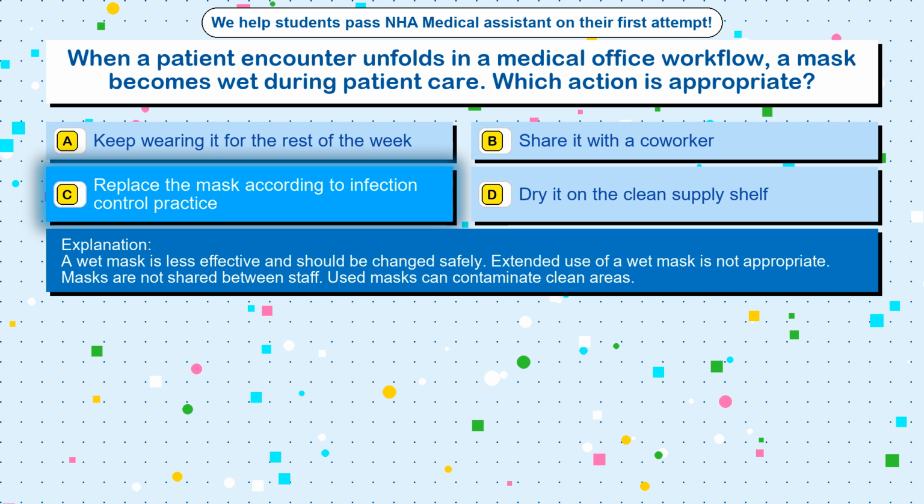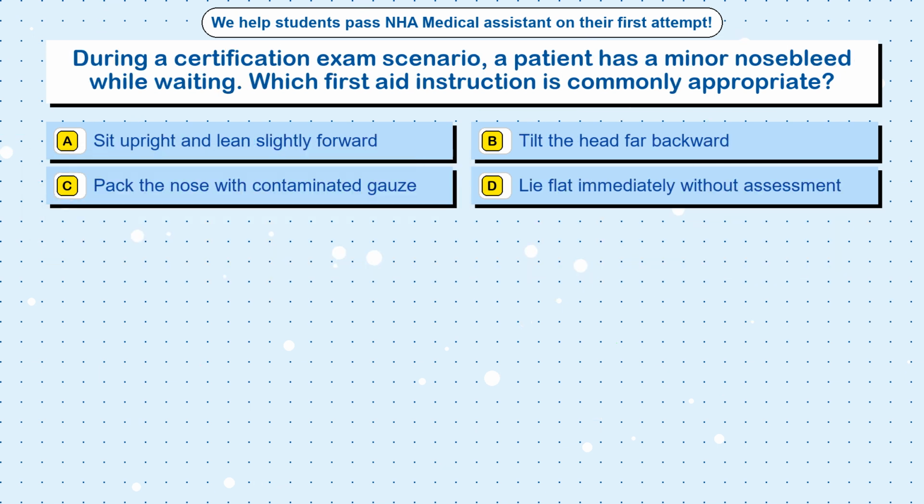Extended use of a wet mask is not appropriate. Masks are not shared between staff. Used masks can contaminate clean areas. Question 8. During a certification exam scenario, a patient has a minor nosebleed while waiting. Which first aid instruction is commonly appropriate?